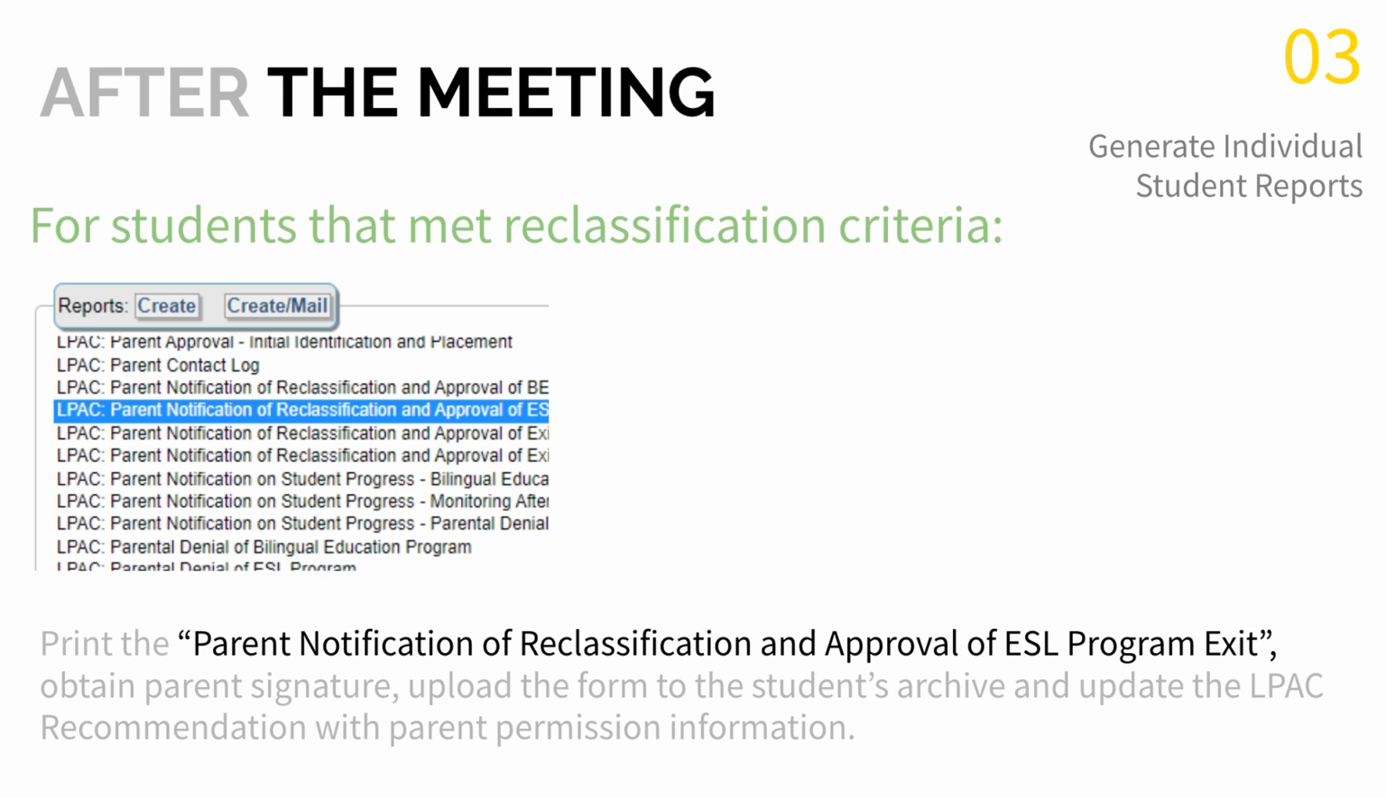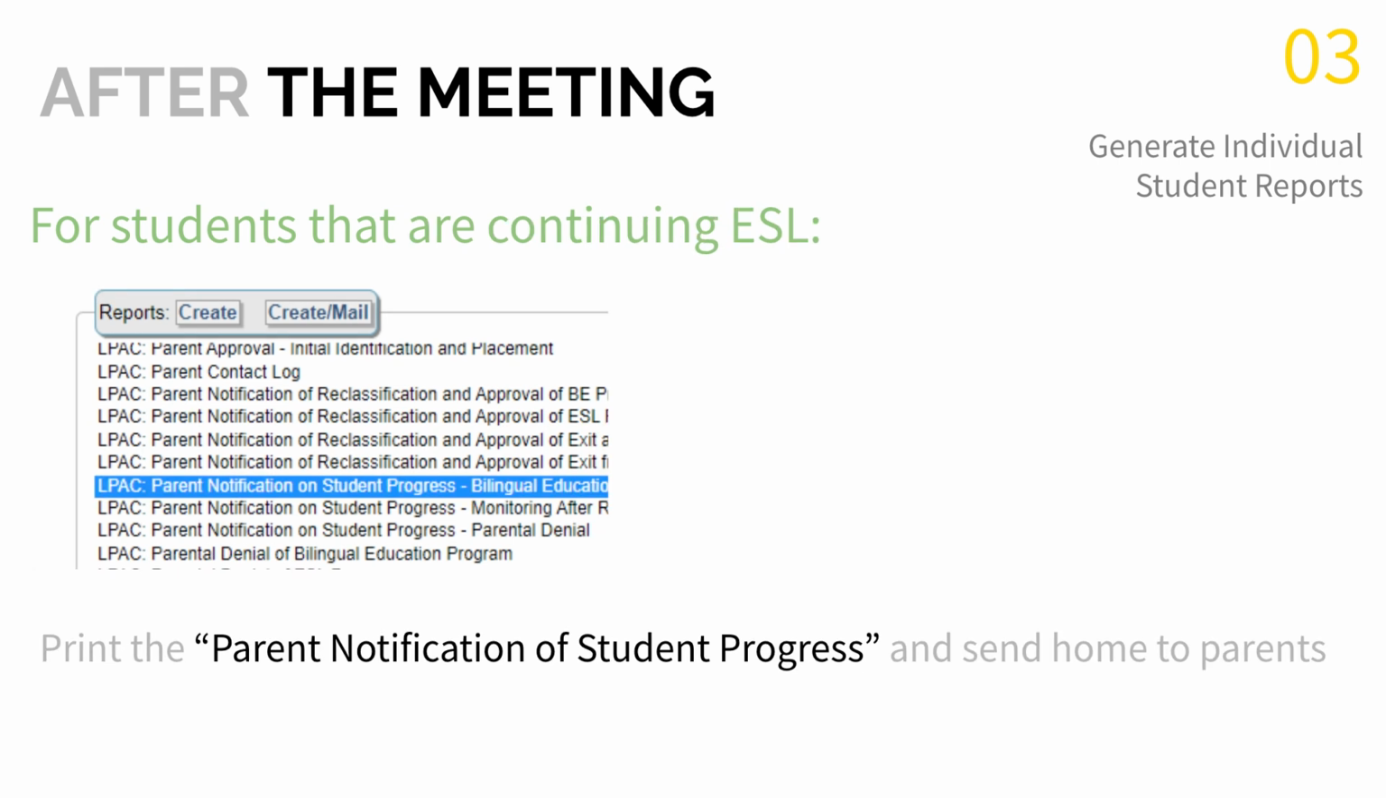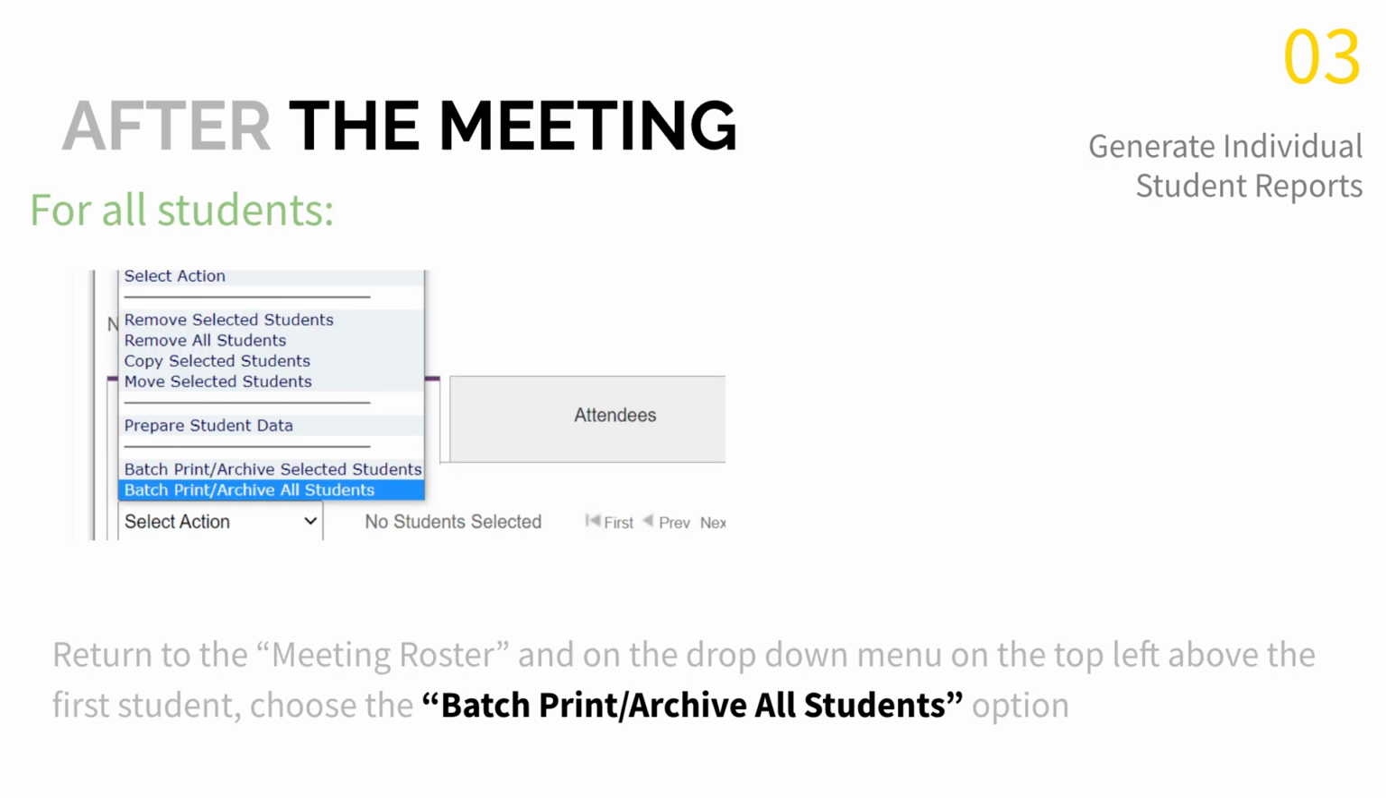For students that met reclassification criteria, we're going to print the parent notification of reclassification approval of ESL program exit. We're going to obtain parent signature, upload the form to the student's archive, and update the LPAC recommendation with parent permission information. For the students that are going to continue ESL, we're going to print the notification of student progress and send home to parents. No parent permission is required.